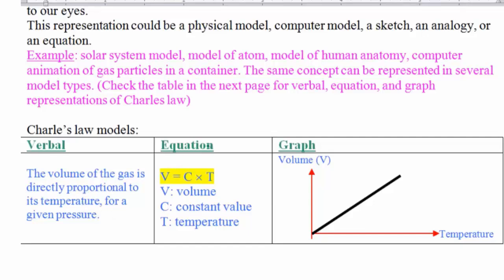A model also could be an equation. Mathematical equations are models. You represent the relation between two variables through an equation. Or a graph, which also represents the relation between two variables. So models could take different forms. It could be a physical model like the solar system, or the anatomy of a human body. You can develop a model for that. Or a verbal model like stating scientific laws, or a mathematical model in the form of a mathematical equation, or a graphical model in the form of a graph.